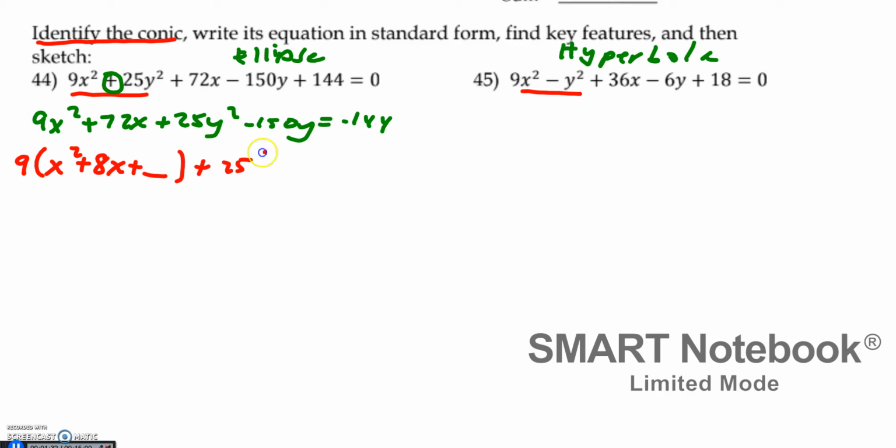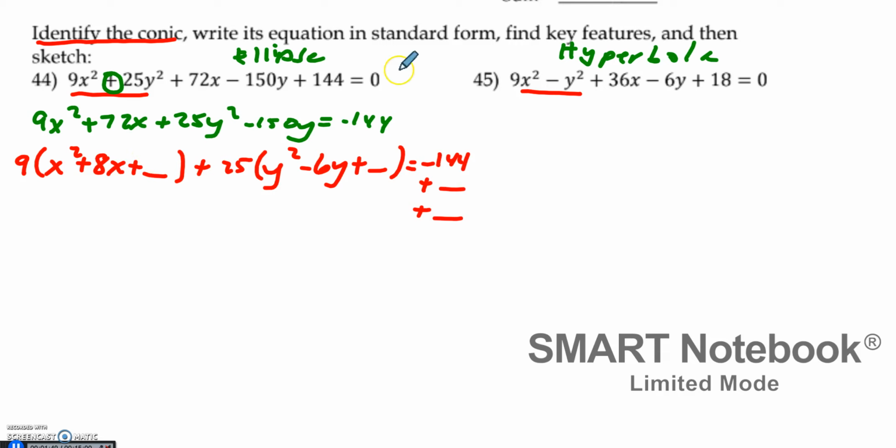GCF here is 25. Take a 25 out of 150. You are left with negative 6y. And that's going to equal negative 144. And then I'm going to add two numbers on this side as well. So whatever I do to one side, I have to do to the other.